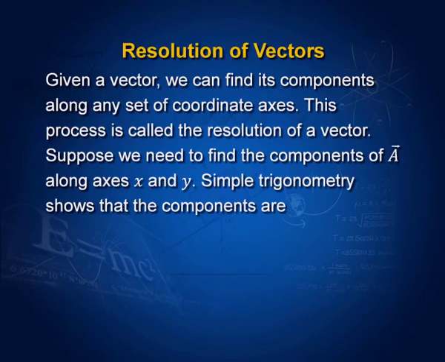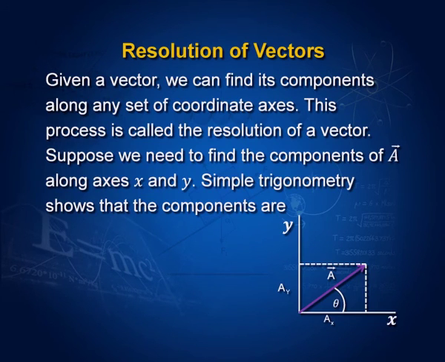Now, the last thing that we have to do is the resolution of vectors. You are given a vector A in this diagram, and we want to find out its components along a set of axes, in this case axes x and y. How do you find that? You draw perpendiculars from the tip of the vector onto the x axis and onto the y axis. Then simple trigonometry tells us that the component A x is equal to A cos theta and component A y is equal to A sin theta.